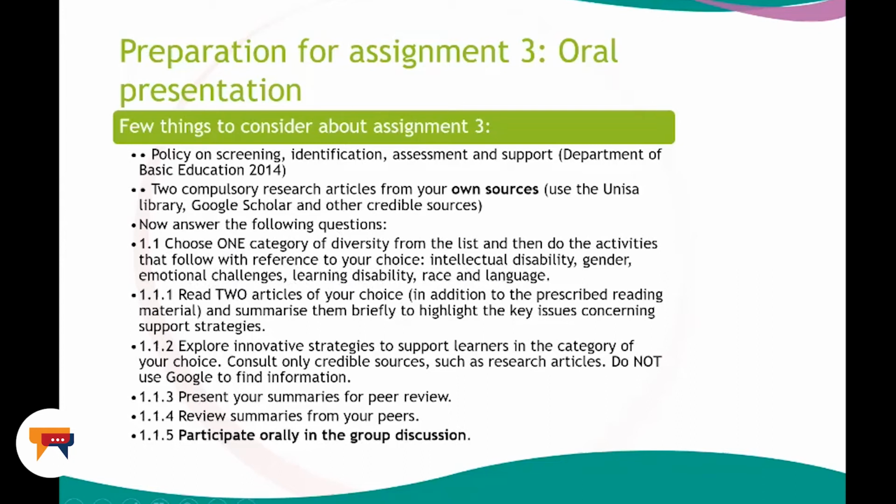Now, the list is intellectual disability, gender, emotional challenges, learning disabilities, race, and language. This is the list where you have to select one and then do the activities. One of the first activities, or the second, once you have selected your category, is to go to Google Scholar or the UNISA library and then read 2 articles of your choice.